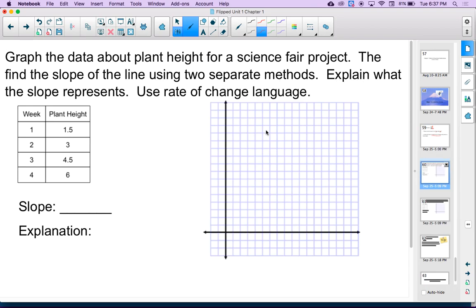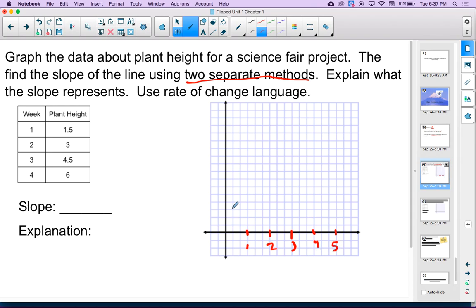Here's our practice problem. You're going to graph the data about plant height for a science fair project. We're going to use this table right here. And then we are going to use two separate methods to find the slope. So the first thing we want to do is we want to graph this. Our weeks are going to go down here. This will be week 1, week 2, week 3, and week 4. Go ahead and make sure you're following along in your notes.